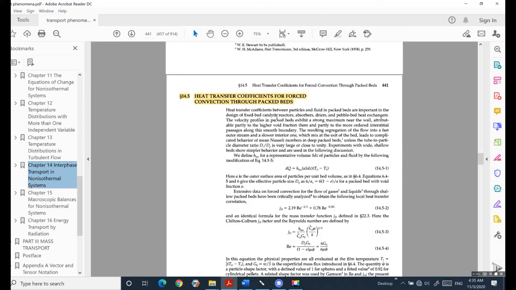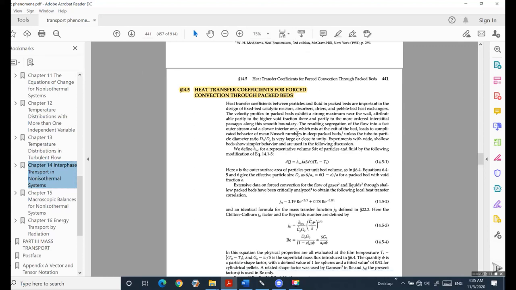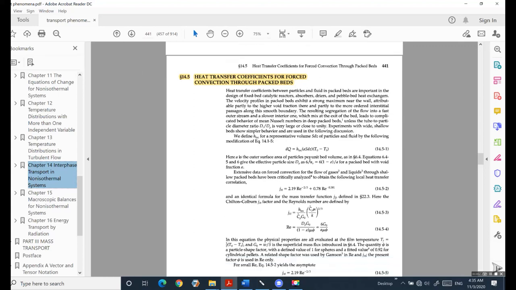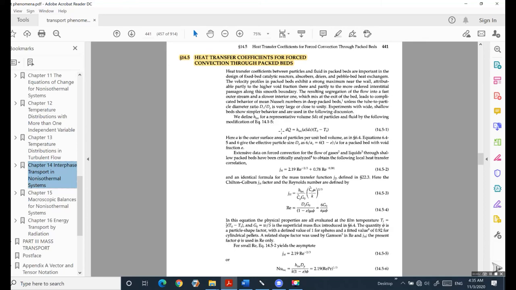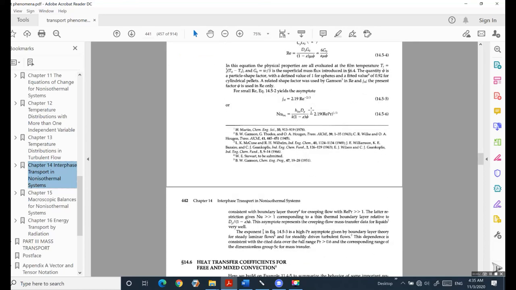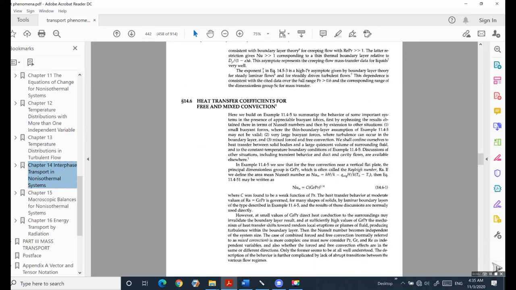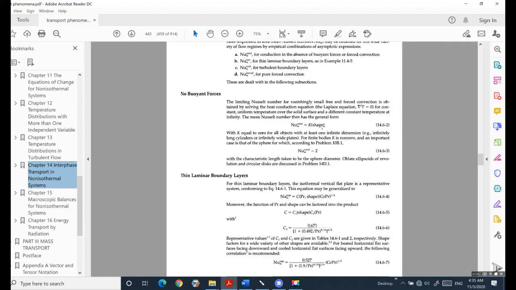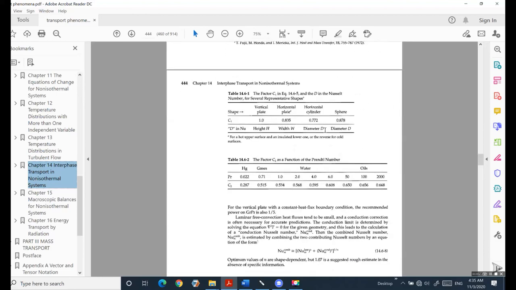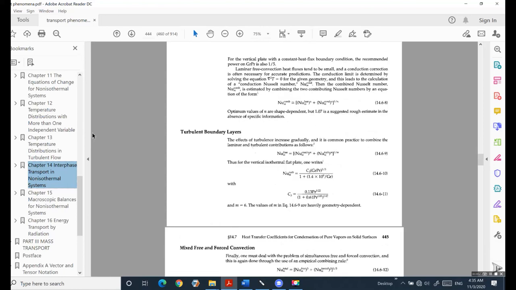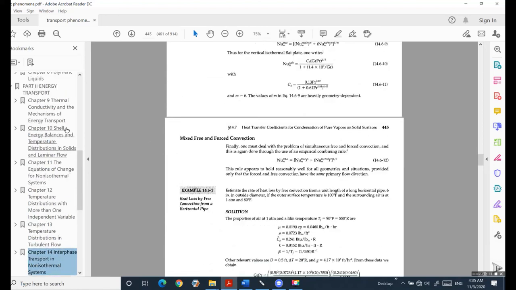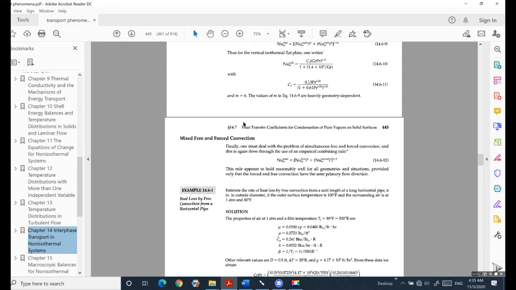The packed bed is something we encounter in chemical engineering, mostly in process design or experiments, so we can go to this section to see the discussion about the heat transfer coefficient inside packed bed reactors. So okay, I'm going to finalize my discussion related to energy transport with this video for now.